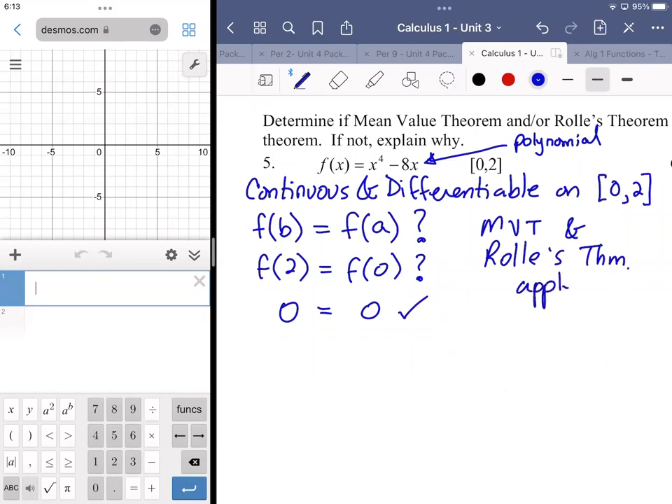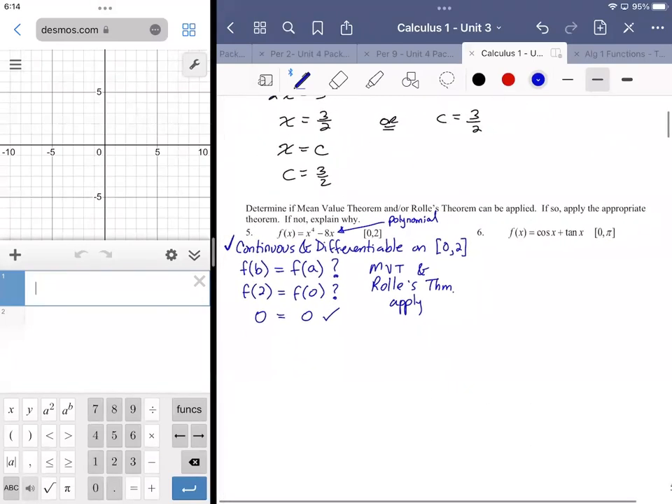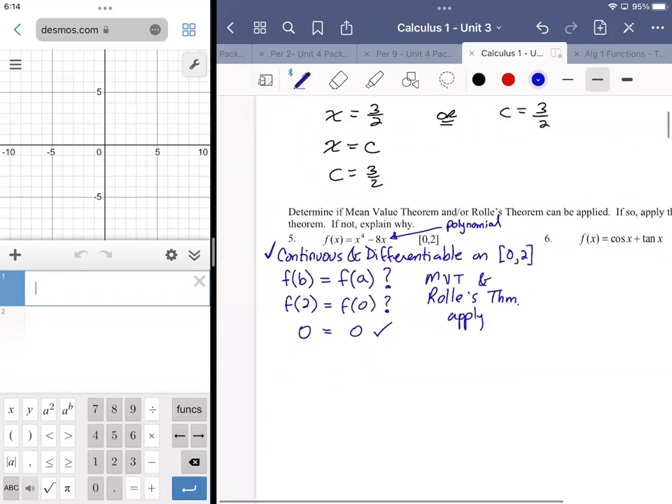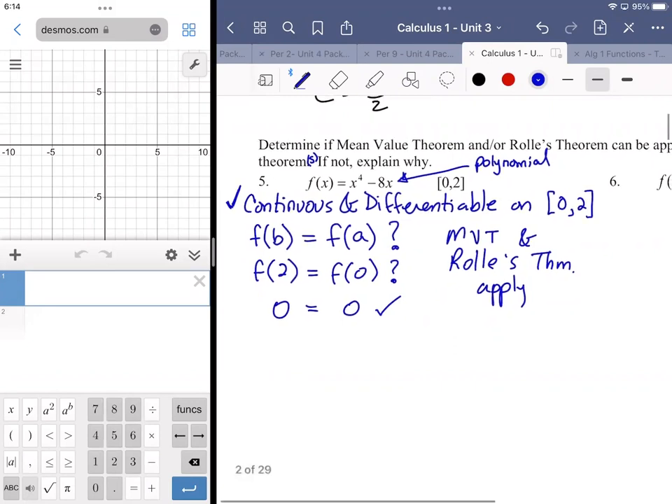So this one says that the mean value theorem and Rolle's theorem apply, because we have the condition of continuity and differentiability that establishes that the mean value theorem would apply. But then we also have Rolle's theorem applying because of this second condition. So then, if so, apply the appropriate theorem. Well, I'll take that as a typo. It really should be theorems, because it could be more than one, as it is in this case. So we have a double layer here, and we'll apply the mean value theorem first.